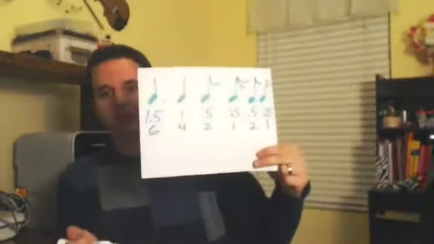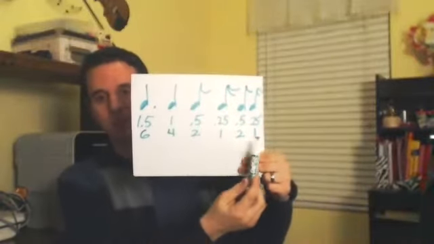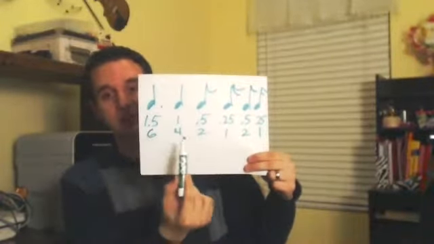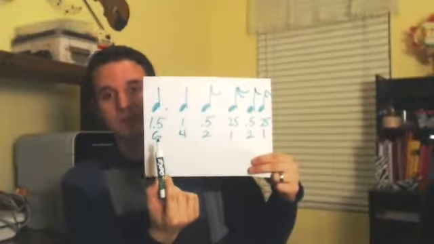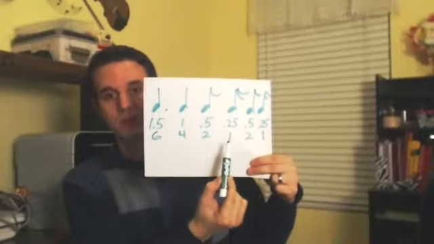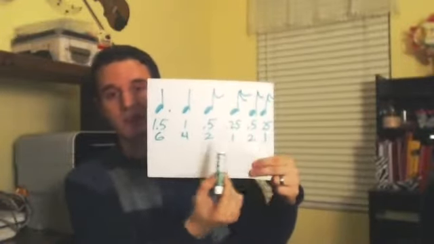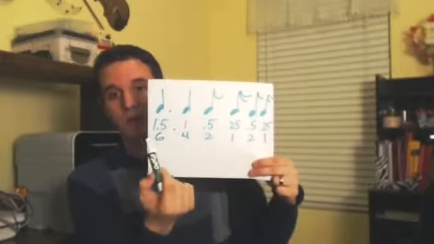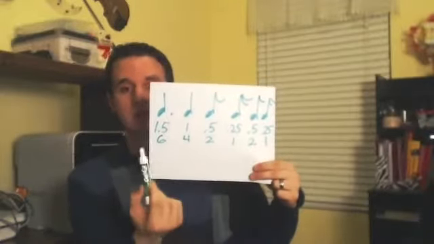First one's going to be 6. Second one's going to be 4, 2, 1, 2, 1. Now what you're going to notice is that everything all the way across should equal 16. So the top line equaled 4, the bottom line times 4. 4 times 4 is 16.